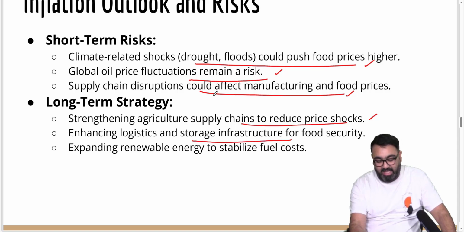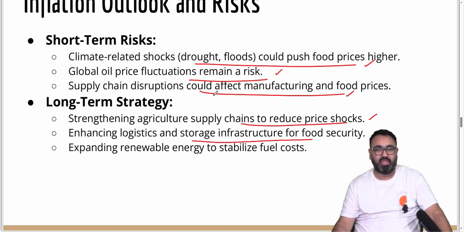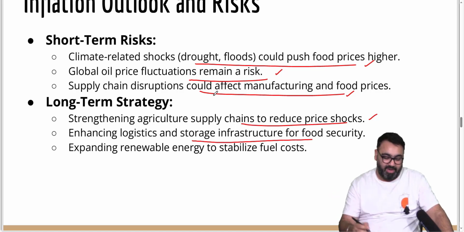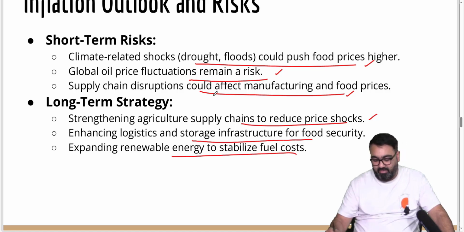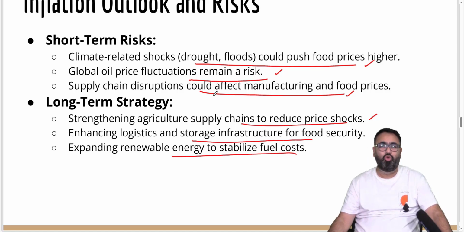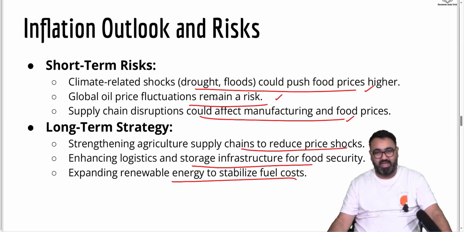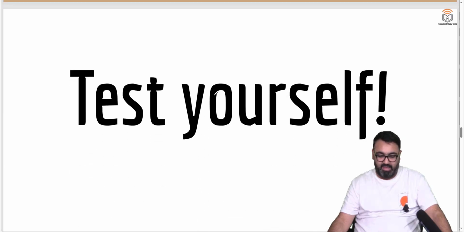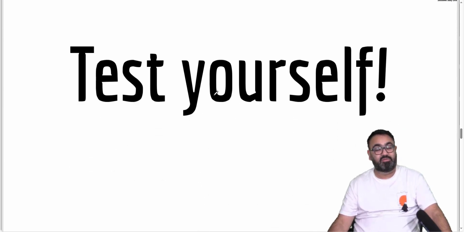Then enhance your storage infrastructure. Make sure that the food grains are not lying in the open, and store as much as you can, to reduce any fluctuation in the price, and expand renewable energy even more to make sure the fuel prices don't affect you. This is the long-term strategy suggested by the economic survey in chapter number 4. This was the important takeaway from chapter 4.